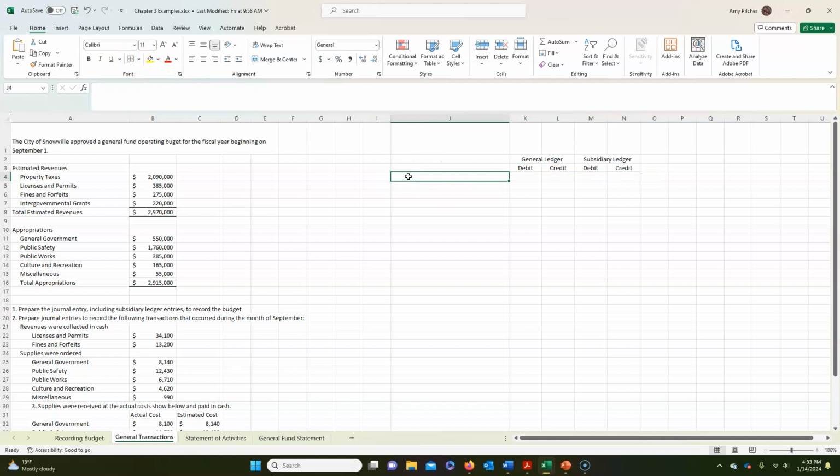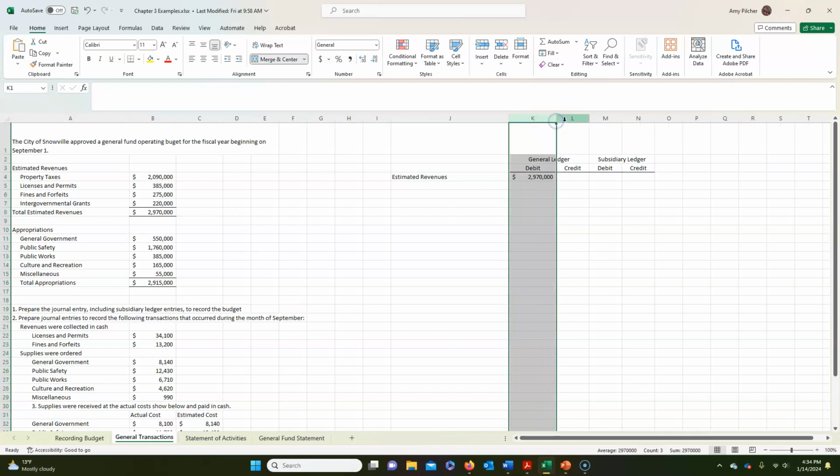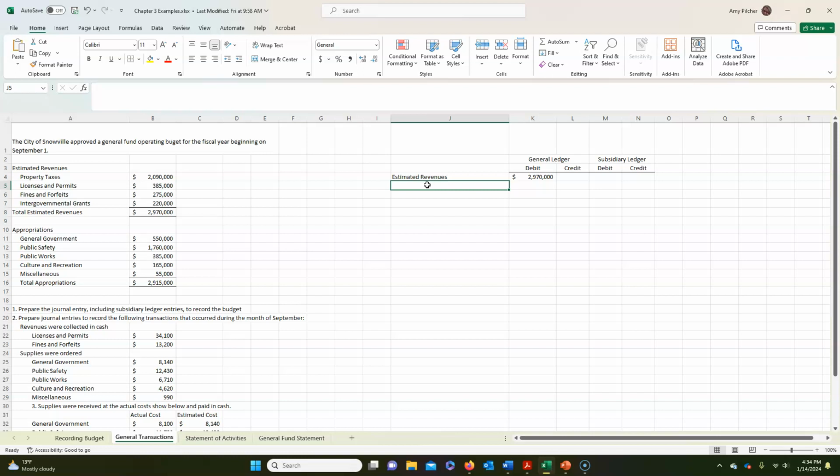The first thing that we have, just like our first example, is our estimated revenues. And we can see that our total estimated revenues are $2,970,000. I don't know why I'm having problems with numbers today, but I am.